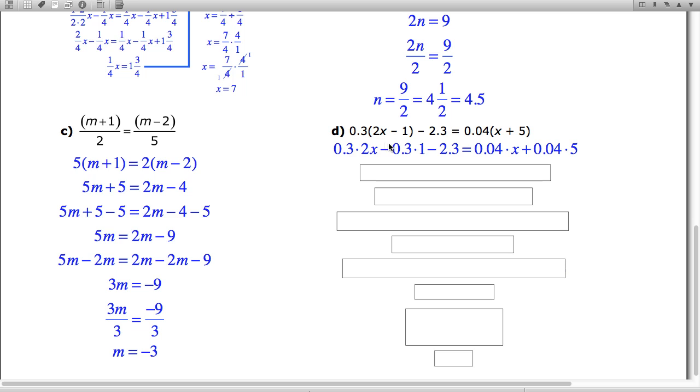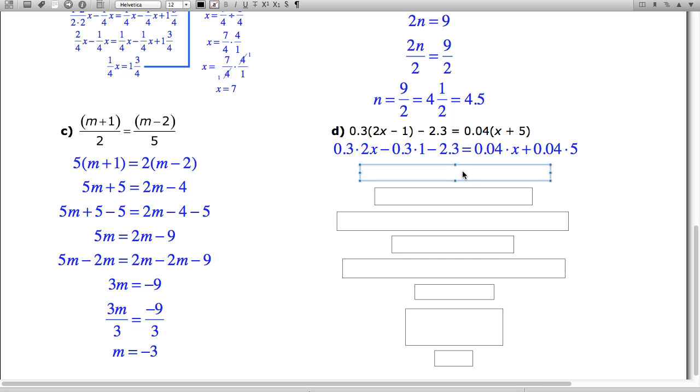0.3 times 2x and 0.3 times the negative 1. The negative 2.3 still stays there. Also, I do the 0.04 times x and I do 0.04 times 5. So that's also using the distributive property on the right side of the equation.